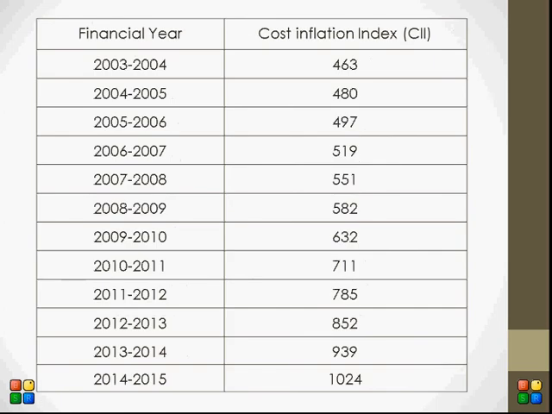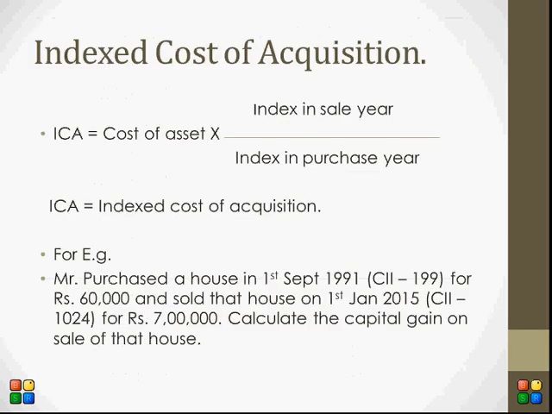So how do we use this indexation process? First is the indexed cost of acquisition, that is ICA. Cost of asset into index in the sale year, divided by index in the purchase year. ICA means indexed cost of acquisition.